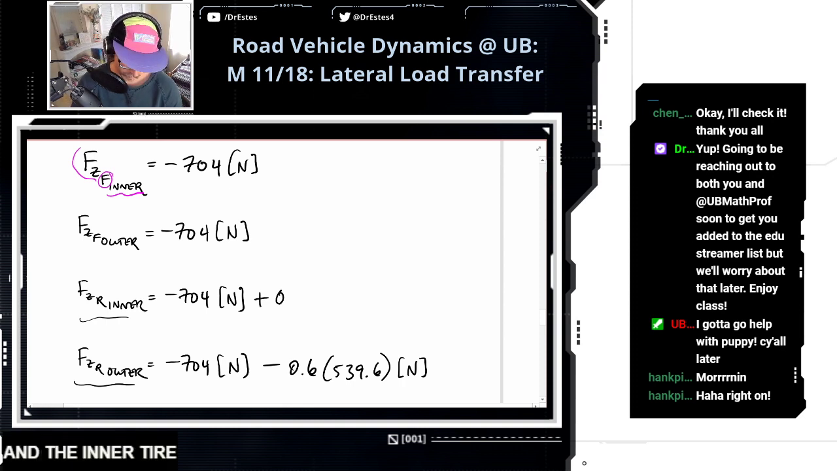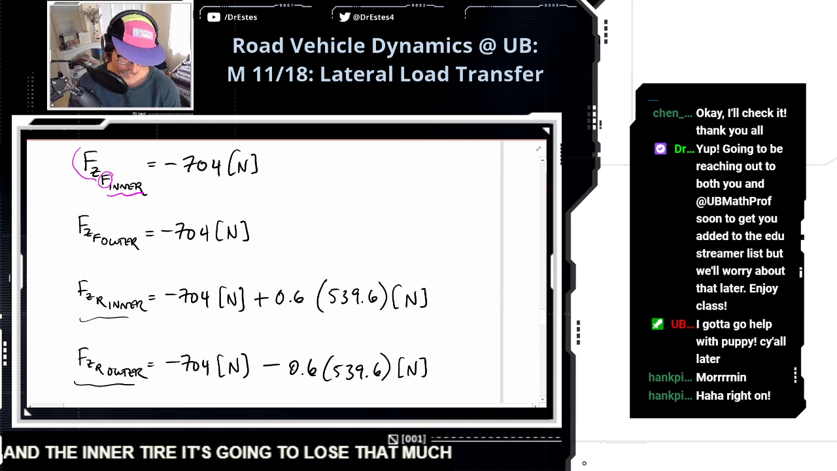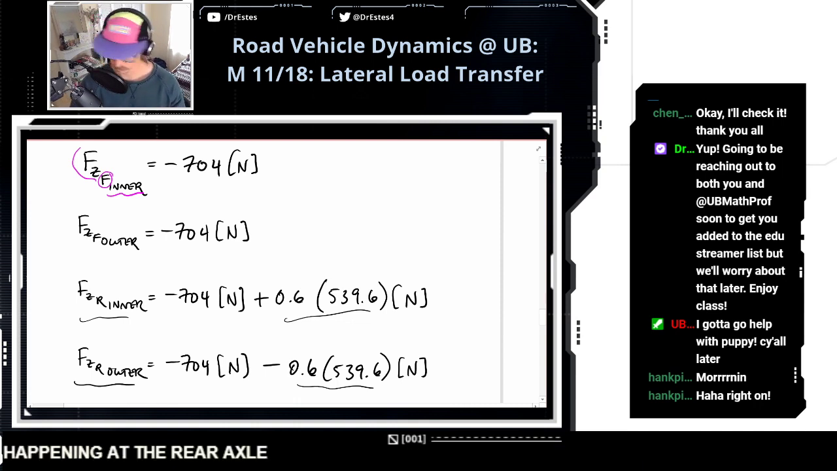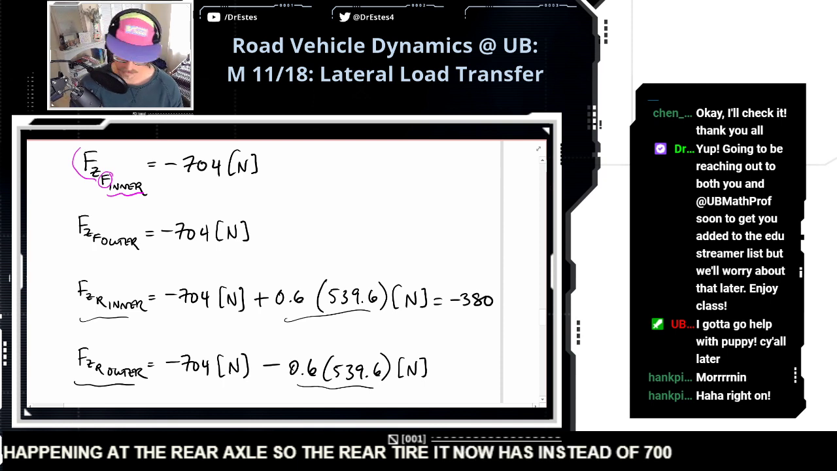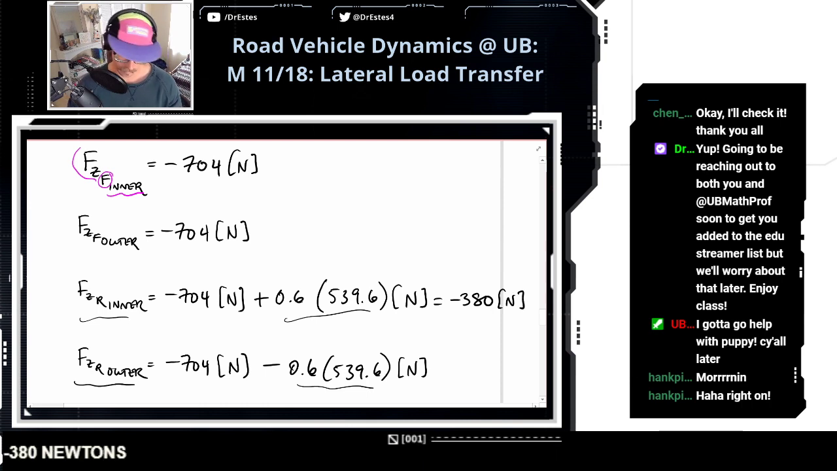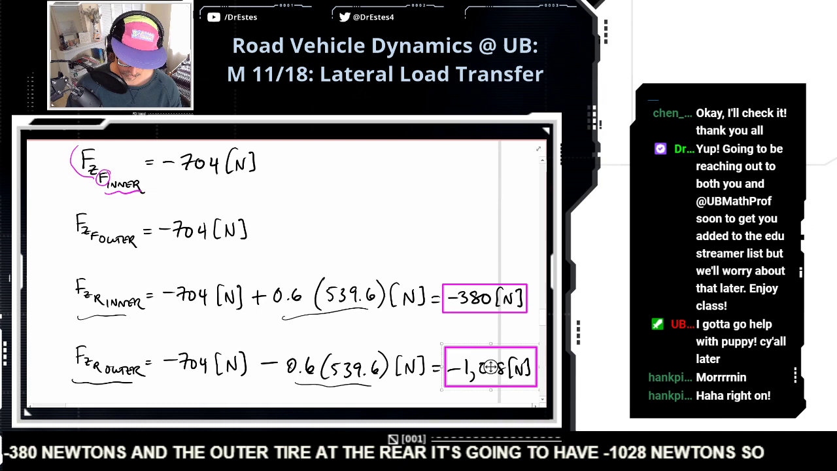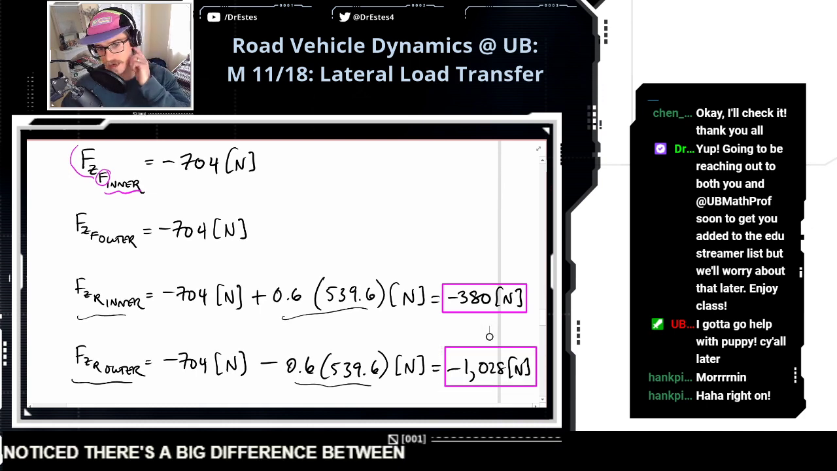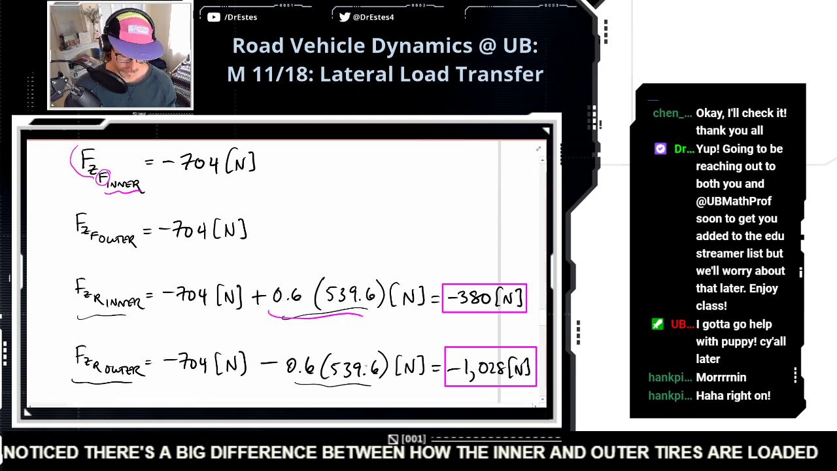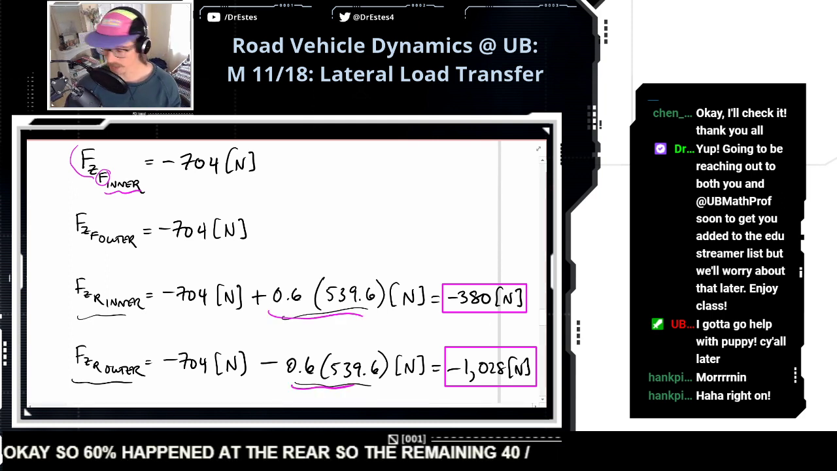And it's going to get 60% of the total. And the inner tire, it's going to lose that much. So this is 60% of the load transfer happening at the rear axle. So the rear inner tire, it now has, instead of 704 newtons, minus 380 newtons. And the outer tire at the rear, it's going to have minus 1,028 newtons. So notice there's a big difference between how the inner and outer tires are loaded. Okay, so 60% happened at the rear, so the remaining 40% is going to happen at the front.